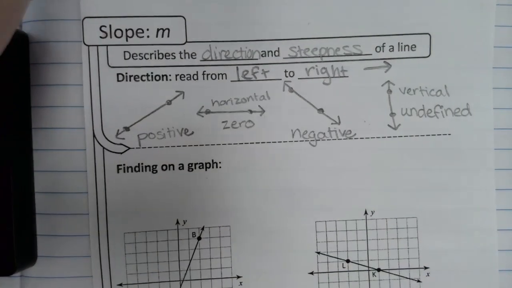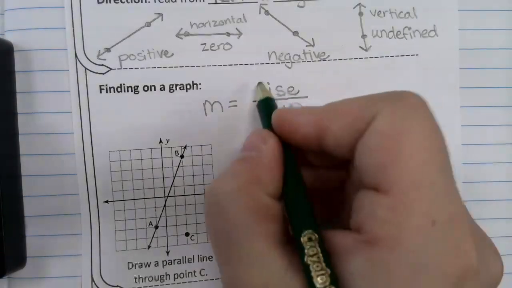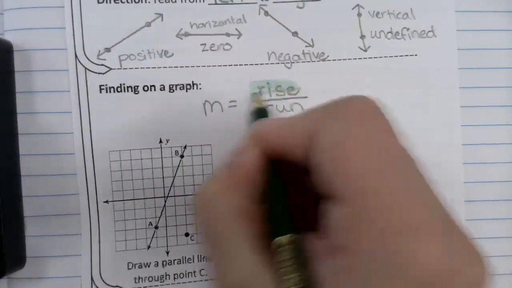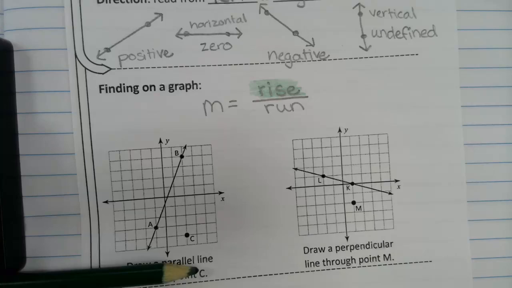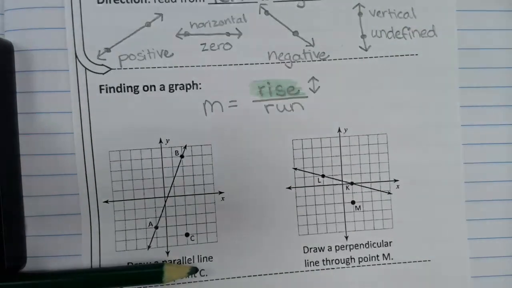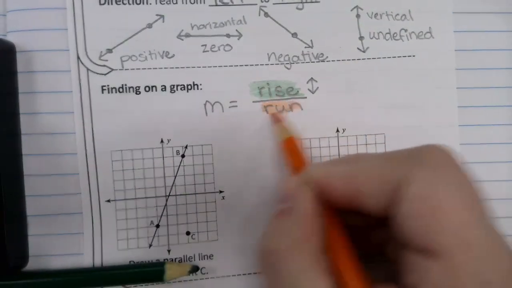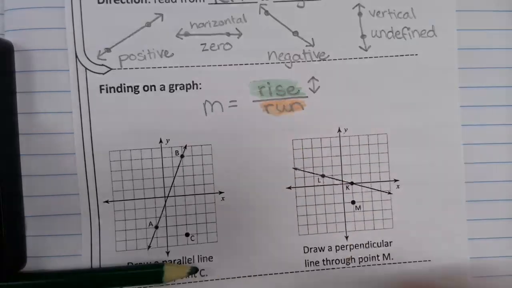All right, so we're going to pause there. So, rise over run. Rise means to go what direction? Up and down. Run means to go in which direction? Good, side to side.